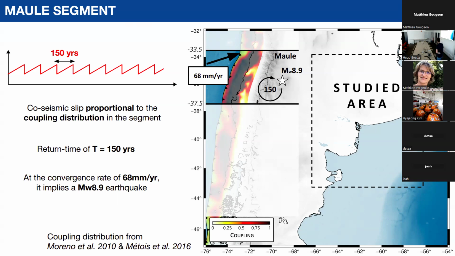Yeah, you're completely right. In all the models that I've shown you today, there is only the viscoelastic relaxation of the asthenosphere that is playing a role in the deformation of the overriding plate. So there is no afterslip. And of course, there is afterslip, and it plays, as you say, an important role for near field and mid field deformation.